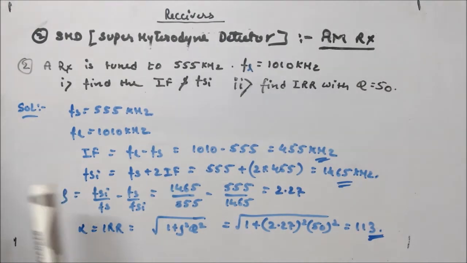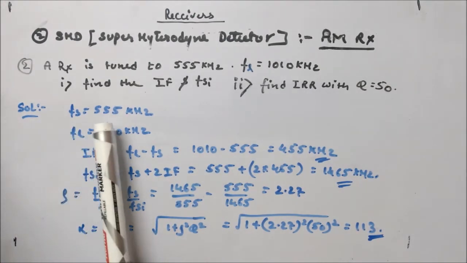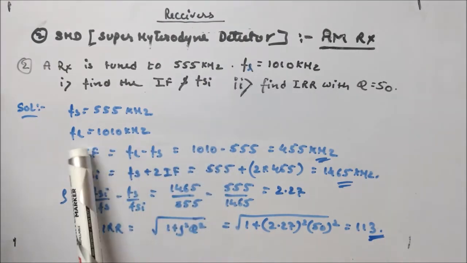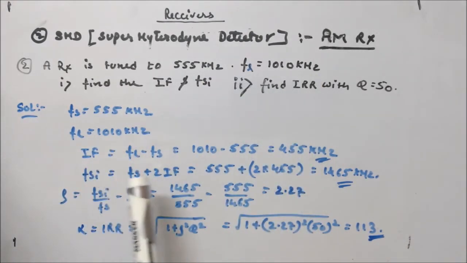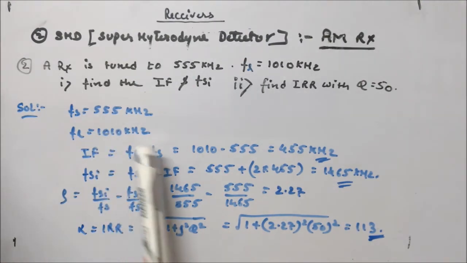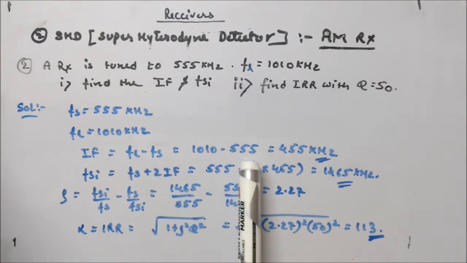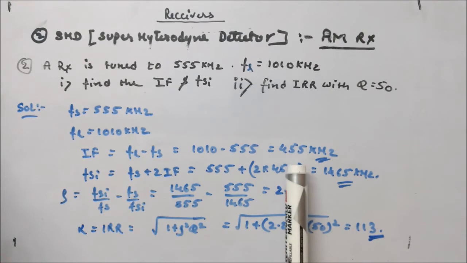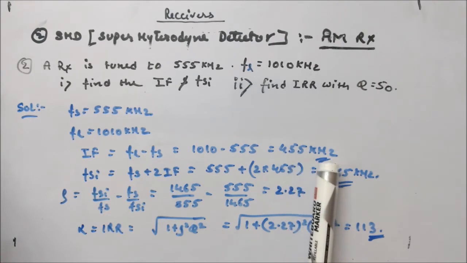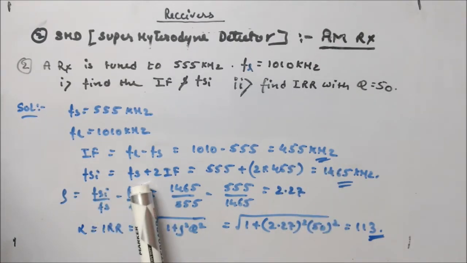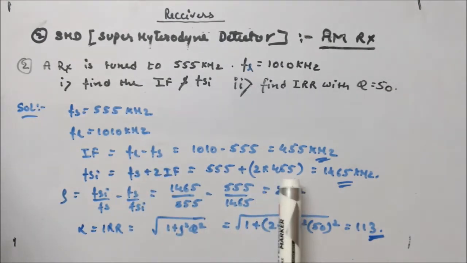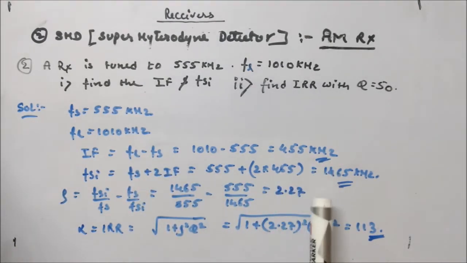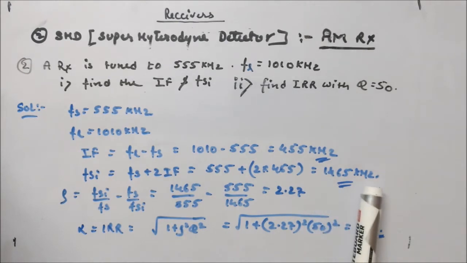Okay, let's look at the solution. FS is equal to 555 kilohertz and FL is equal to 1010 kilohertz. So IF can be calculated as the difference of these two, FL minus FS, that is 1010 minus 555. So you will get 455 kilohertz. Now FSI can be calculated as FS + 2IF. FS is 555, 2 into IF is 455, which comes out to be 1465 kilohertz.